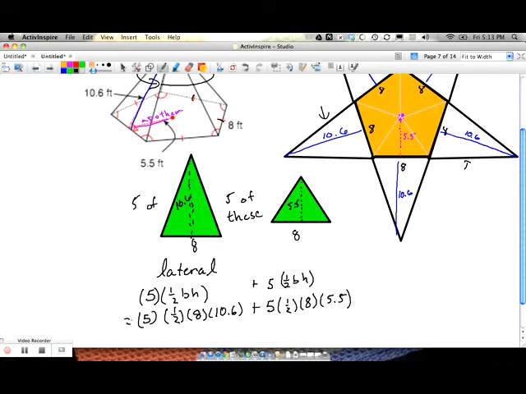We add those 2 pieces together, we get the total area, also known as the surface area. Check. Are we done? Yeah, because we don't have to simplify. You can if you want to. I'm not going to. Let's move on.